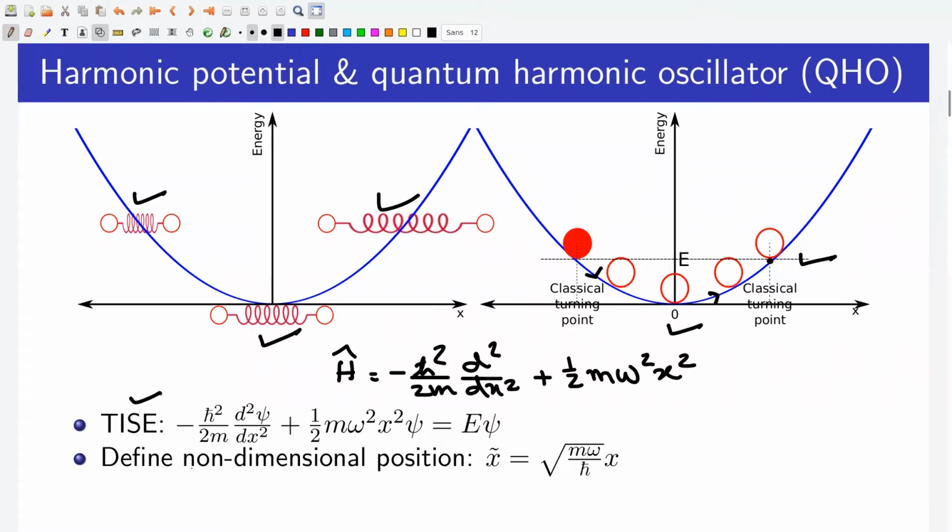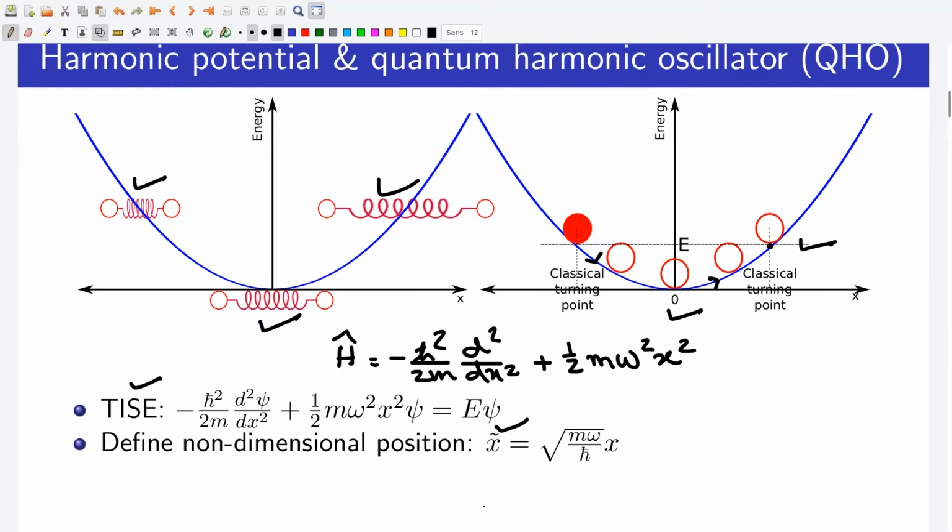Now, let us define a non-dimensional position, x tilde. x tilde is equal to square root of m omega by h bar times x. The term square root of m omega by h bar has a dimension of 1 over position, and x of course has a dimension of position, such that x tilde is non-dimensional.